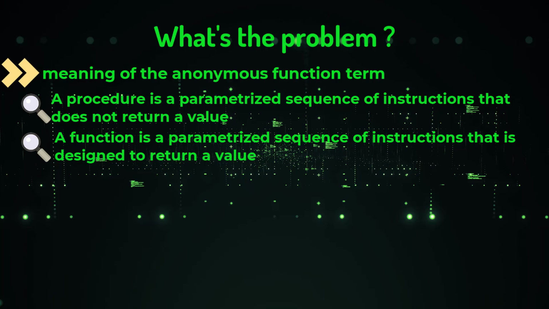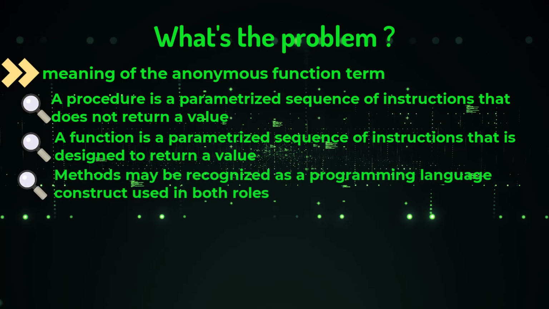The function is a similar language construct to a procedure, but is designed to return a value as a result of execution. Hence, in the sequence of instructions there must be a return instruction ending the sequence execution and returning calculated values. Methods may be recognized as a programming language construct using both roles, namely a function or a procedure. In strongly typed languages, if a method is used in the procedure role, instead of a returned value type, a special keyword is used, for example void.